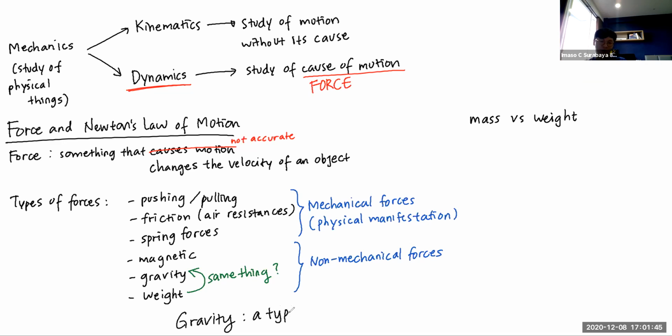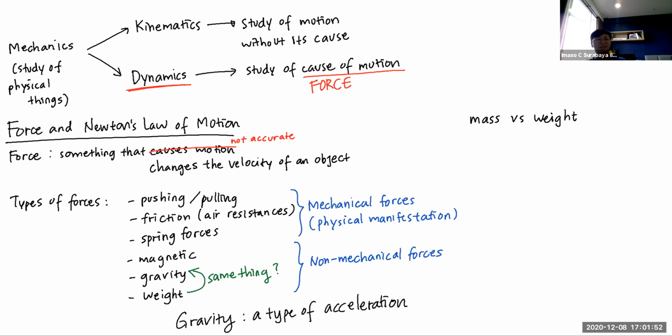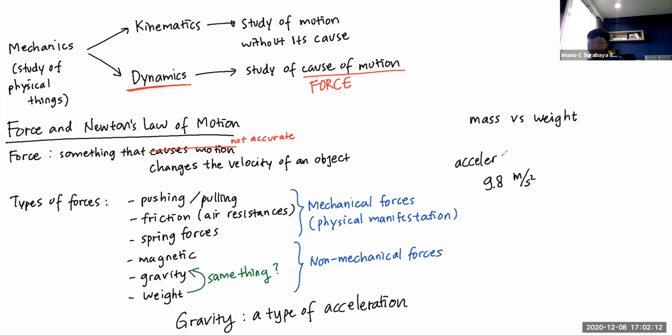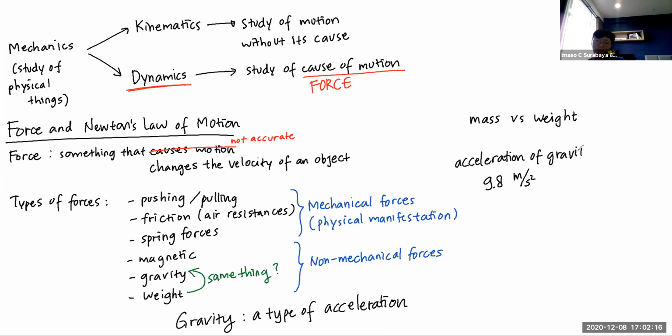Is it a type of energy? Gravity is a type of acceleration. So what is the magnitude of gravity that you know? 9.8? Okay. 9.8 what? 9.8 meters per second squared. This is called the acceleration of gravity. Yes. So that's why gravity is a type of acceleration.